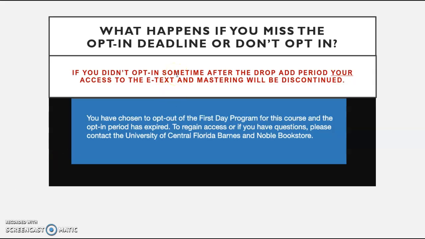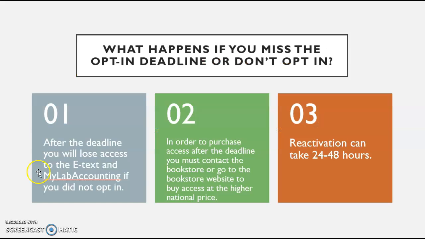After the drop-add deadline, so the second or third week of class, if you did not opt in and then you click on a Mastering link or the e-text link, you will receive a message something like this that says you didn't opt in. The only way that you can regain access is to go to the bookstore or the bookstore website and purchase at the higher national price. And remember, this is about 30% more. To reactivate your account after you've been cut off, it can take 24 to 48 hours because it's a manual process.